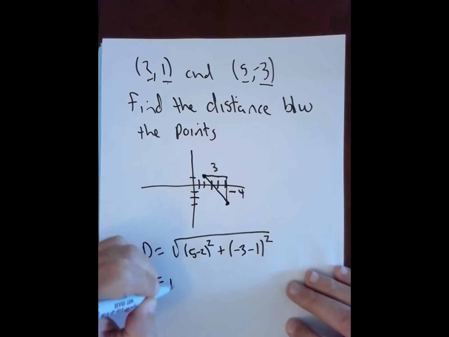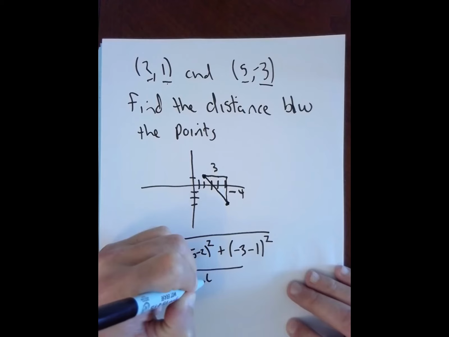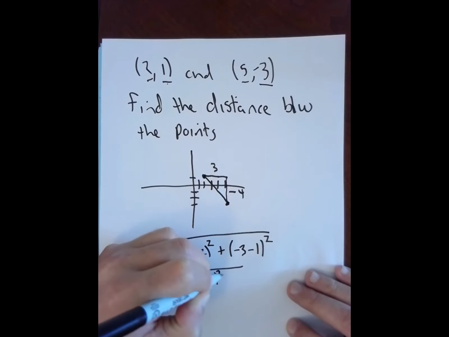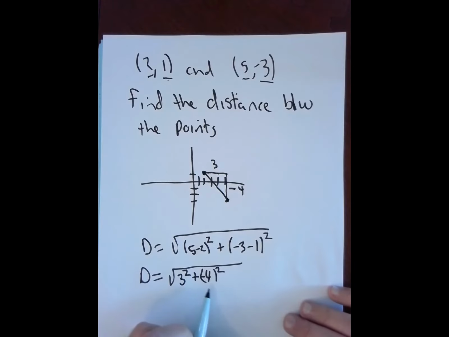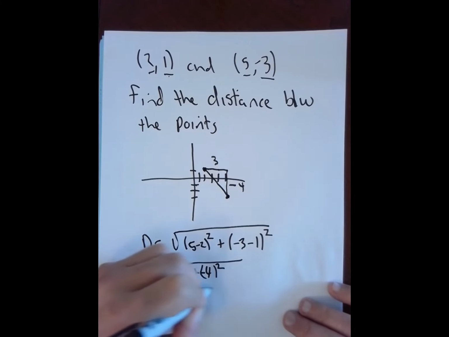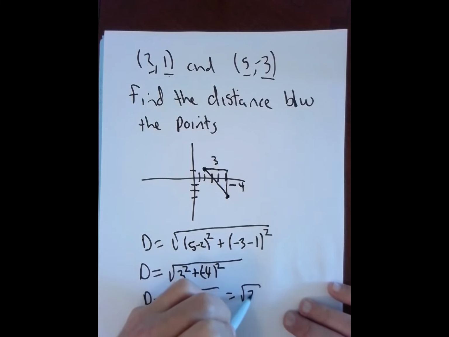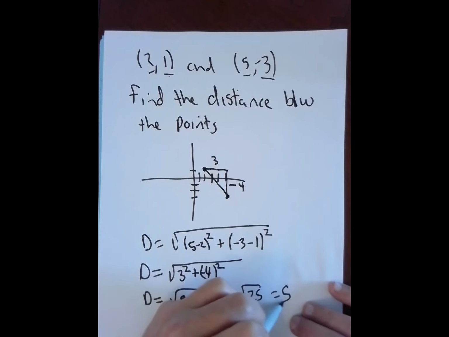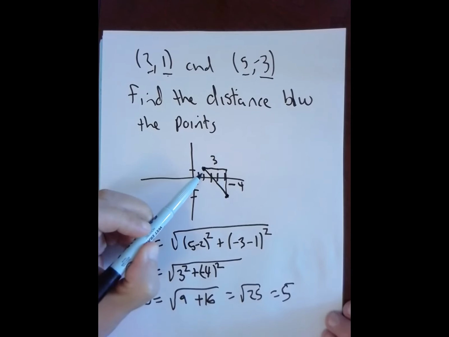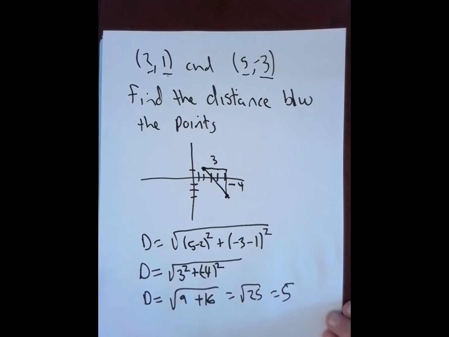So d is square root of 3 squared plus negative 4 squared. Negative 4 squared, of course, is positive 16. So 3 squared is 9. Plus 16, square root of 9 plus 16, square root of 25 is 5. The length of this line segment from one point to the other is 5.